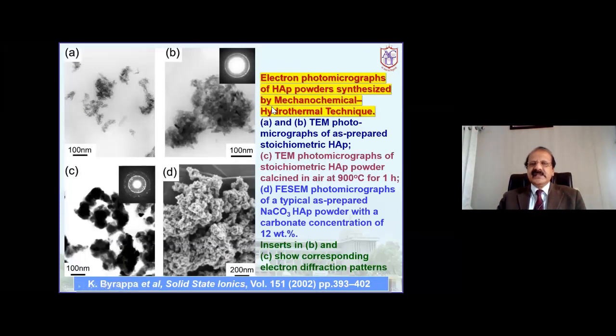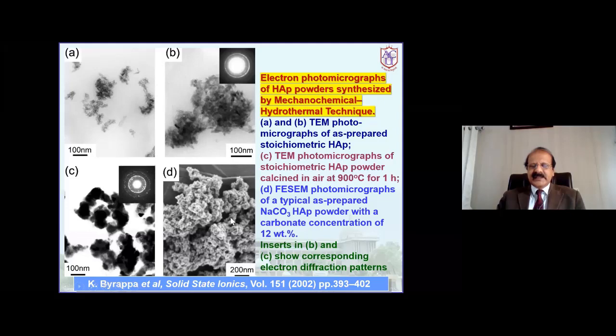And you can see here electron photomicrographs of the hydroxyapatite powders synthesized using the mechanochemical hydrothermal technique. That is, hydrothermal is one technique, and mechanochemistry, that is grinding, is another technique. Both are combined together, and we get such beautiful nanoparticles. So you can see here A and B are the TEM photographs of as prepared HAP, and this one is the TEM micrograph after sintering at 900 degrees C for 1 hour. So you get a kind of secondary reaction after sintering.